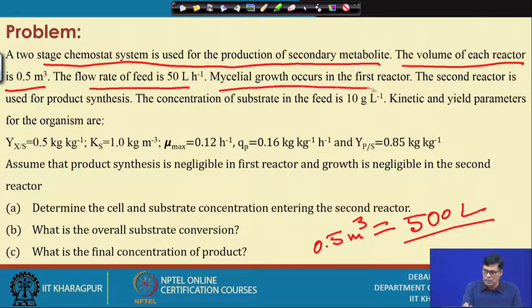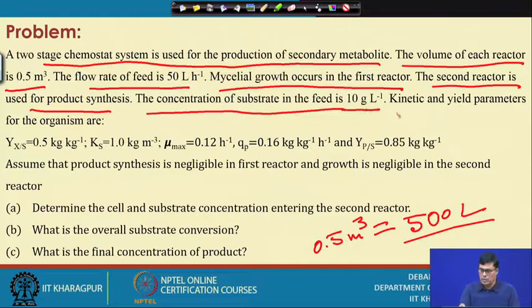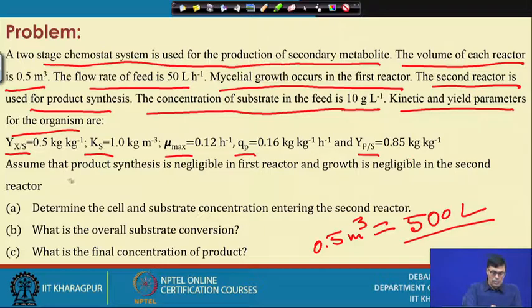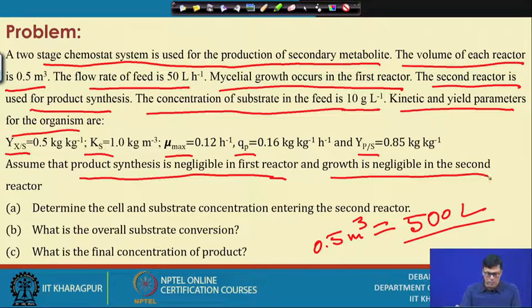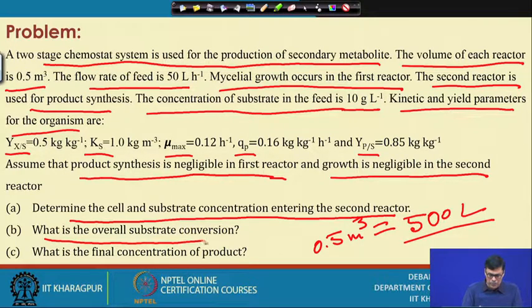The mycelial growth occurs in the first reactor, and the second reactor is used for product synthesis. The concentration of the substrate in the feed is 10 grams per liter. The kinetic and yield parameters of the organism, Y X by S, Ks, mu max, q p, and Y P by S, are given here. Assume the product synthesis is negligible in the first reactor and growth is negligible in the second reactor. Determine the cell and substrate concentration entering the second reactor. What is the overall substrate conversion? What is the final concentration of product?